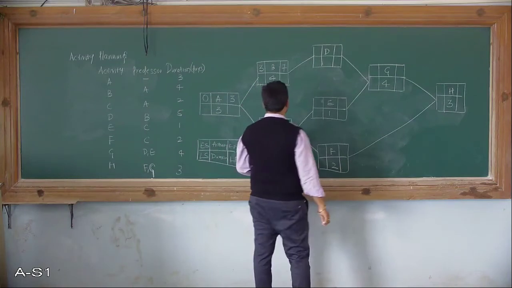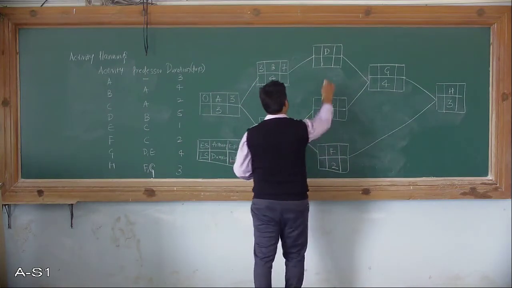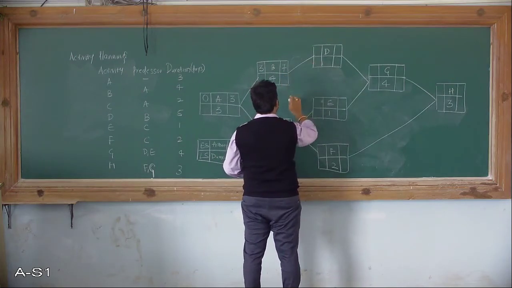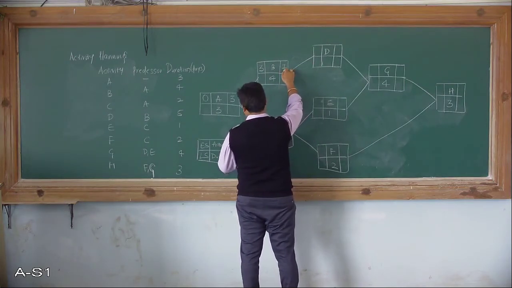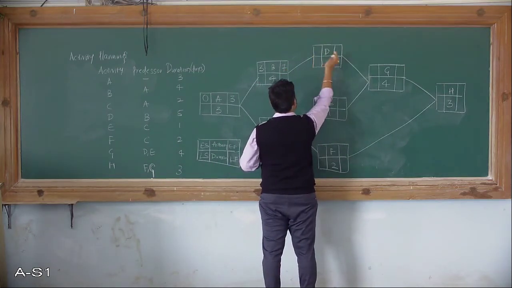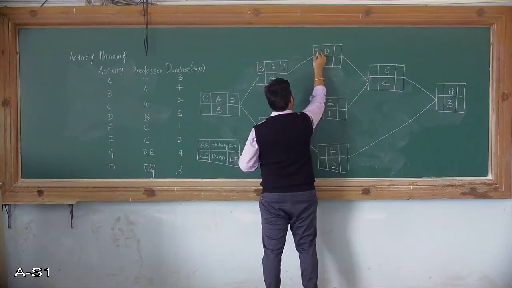Then it comes here, only activity D depends on activity B. So there is only one input. Fine. The early finish of activity B would be your early start for activity D. That is 7. 7 comes here. Fine.